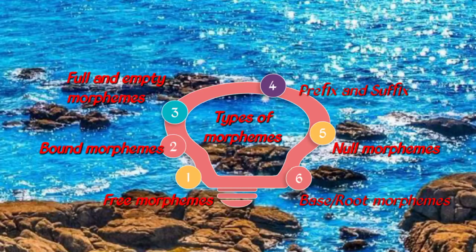Prefix and suffix. Prefix, the type of morpheme that precedes the root or the base morpheme. Suffix, the type of morpheme that is added to the end of the base or root morpheme. Null morpheme, it is the type of morpheme that lacks the phonetic form. The base or root morpheme, it is the type of morpheme which also constitutes the free morpheme. So we are saying that the base or the root morpheme refers to the actual word that has meaning, can stand on its own.